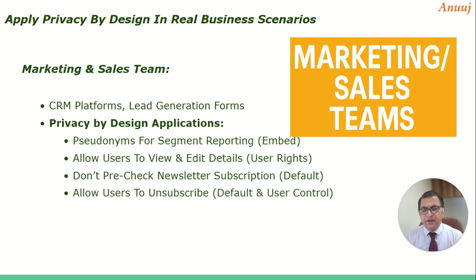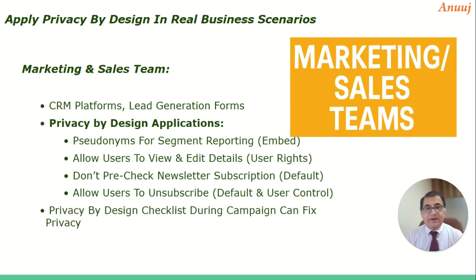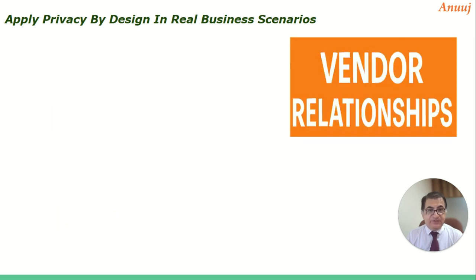Privacy as a default, and allow users to both, you give them control over their choices as well as you put in privacy by default in your system. A privacy by design checklist during a campaign can fix privacy.